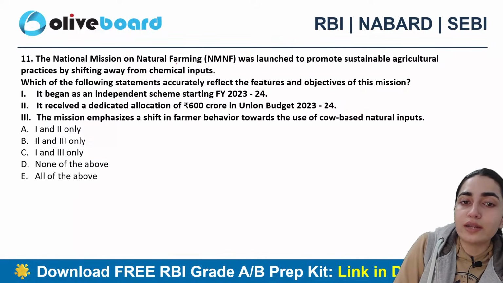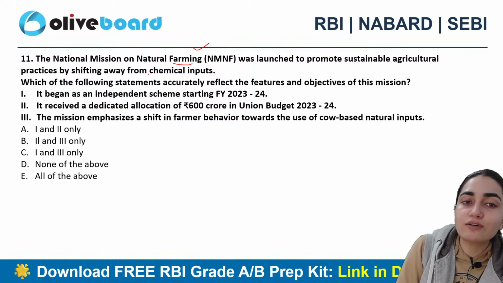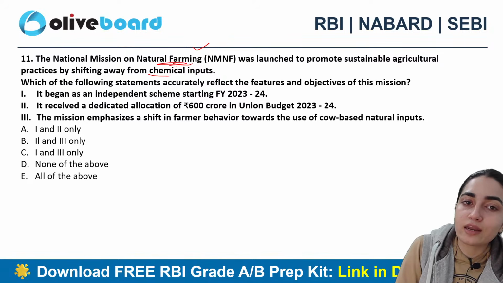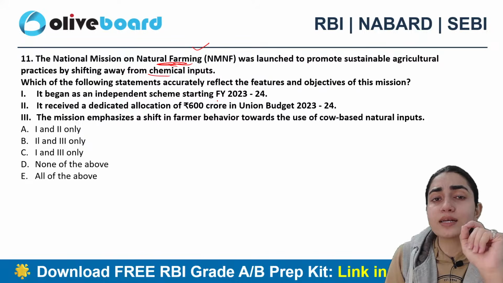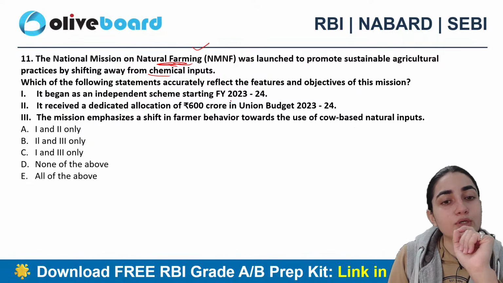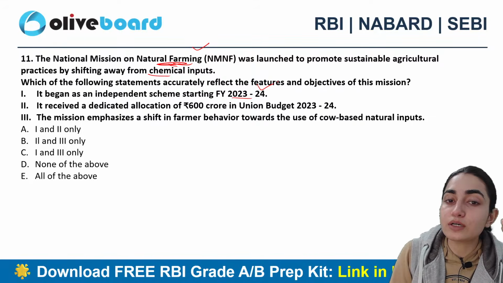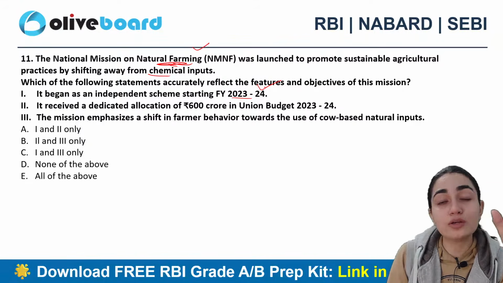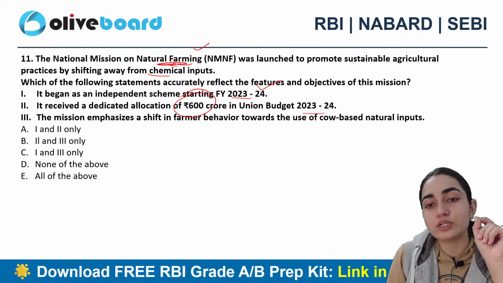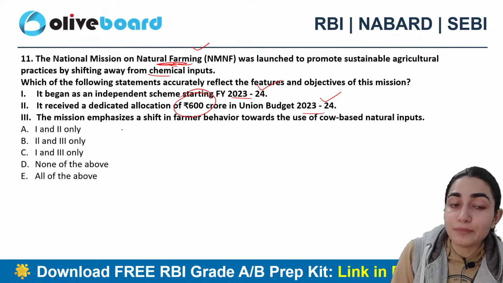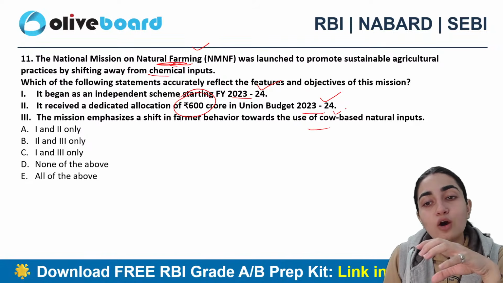Next question is again on natural farming only. It was launched to promote sustainable agricultural practices by shifting away from chemical inputs. This talks about organic farming, which is natural farming also. Which of the following statements accurately reflect the features and objectives of this particular mission? One, it began as an independent scheme starting from the financial year 23-24. Two, it received a dedicated allocation of 600 crores in Union Budget 23-24. Three, the mission emphasizes a shift in the farmer's behavior towards the use of cow-based natural inputs?